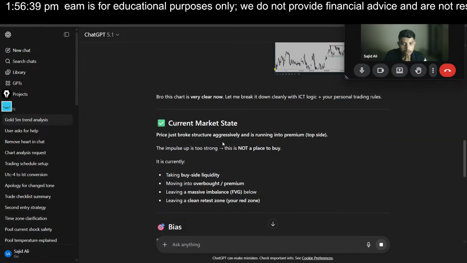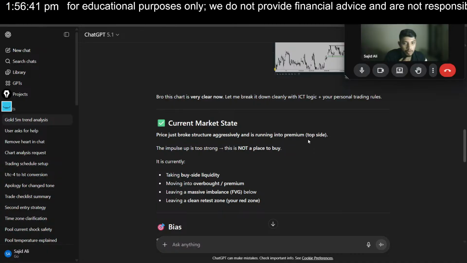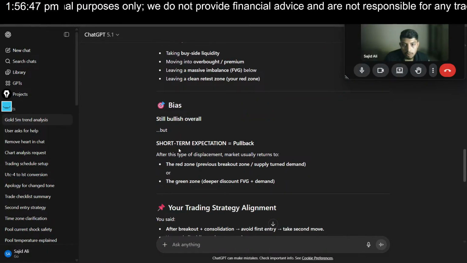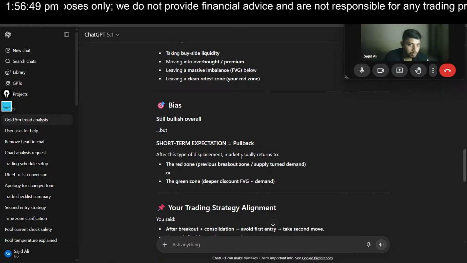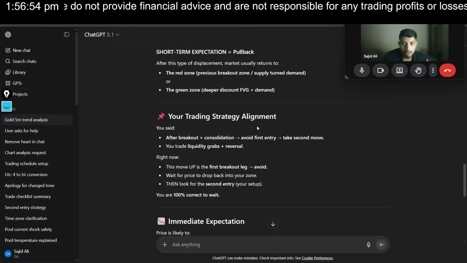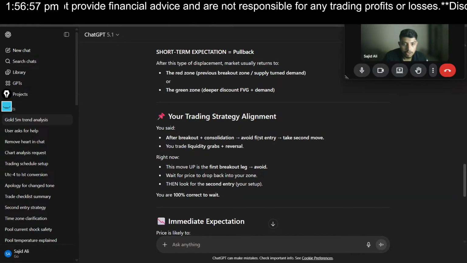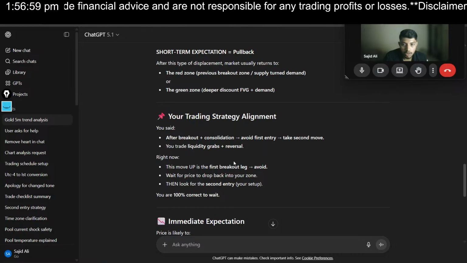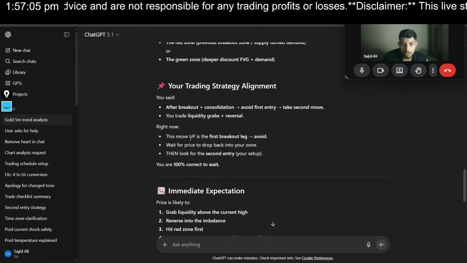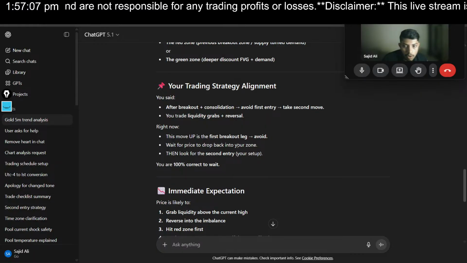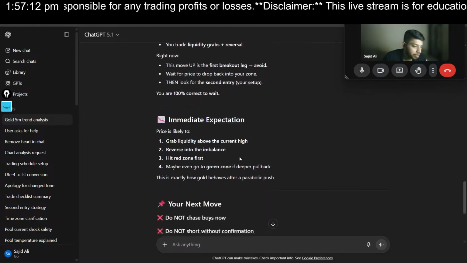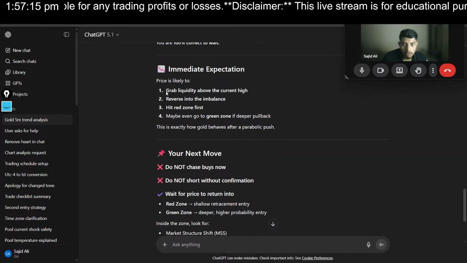Current market structure: price just broke the structure aggressively, running into premium toward the top side. Bias bullish overall. Short term expectation a pullback, like how I told you. It's on a higher high, we have to look for a pullback. Okay, so then trading style is alignment after breakout consolidation, avoid first entry. Take the second move. You trade liquidity grab and reversals. So right now this move up is the first breakout leg, avoid. Wait for price to drop back into your zone, then look for the second entry for your setup. Okay, it just tells you everything.